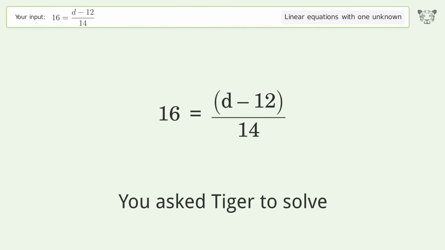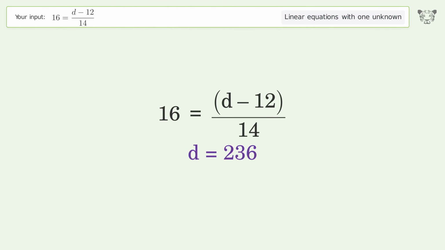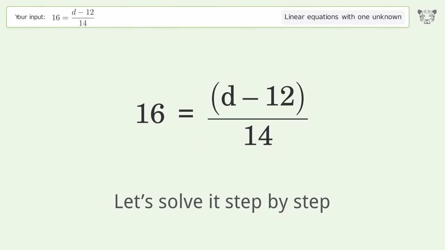You ask Tiger to solve. This deals with linear equations with one unknown. The final result is d equals 236. Let's solve it step by step.